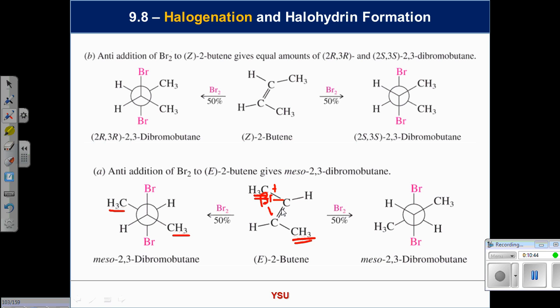And then the Br minus has to come in from the opposite side. So it comes in from underneath, opens this thing up, that gives me this product, and if you come in from the other side over here, you get this product.